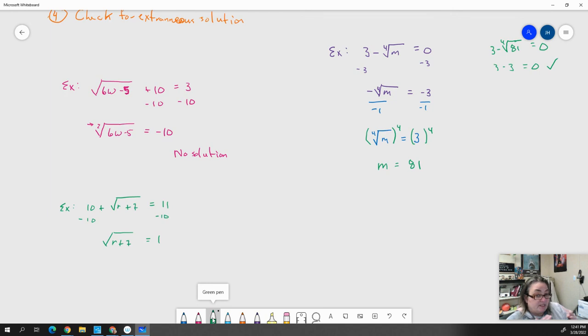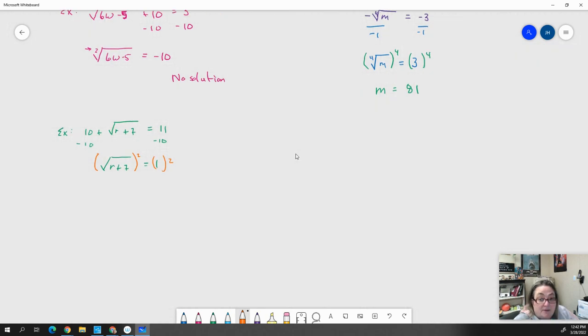So we have multiple things under here, but we can still square both sides, right? Our index technically is 2 here, even though we don't write it. So I'm going to raise that to the second power and that to the second power. And I will wind up with r plus 7 equals 1, because 1 squared is just 1. And then we'll subtract 7 from both sides, and we get r equals negative 6.